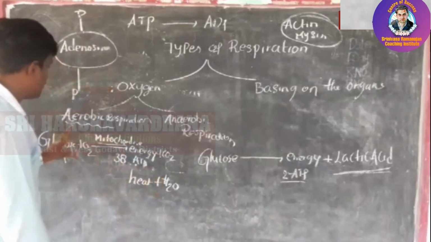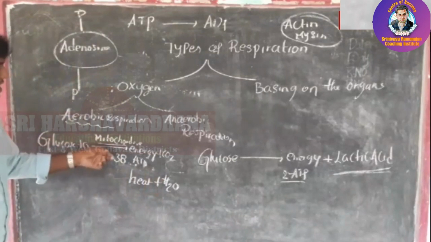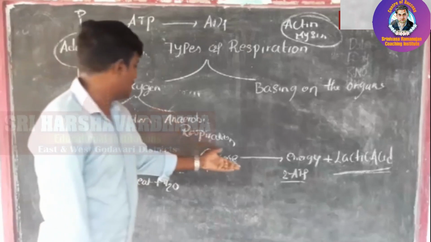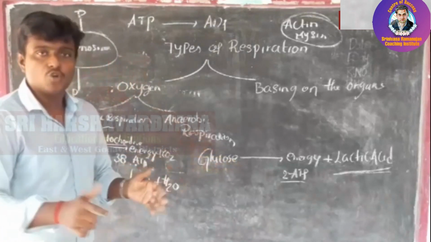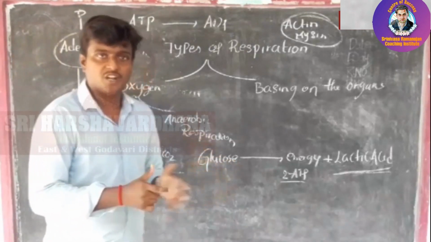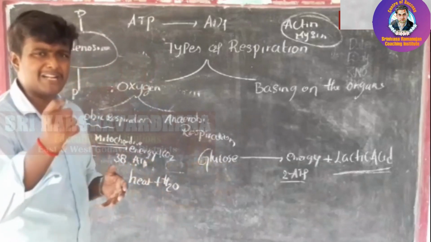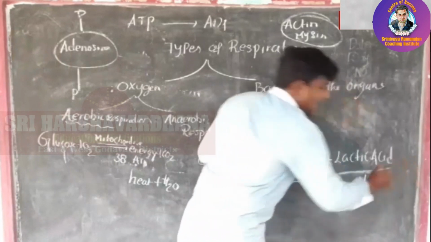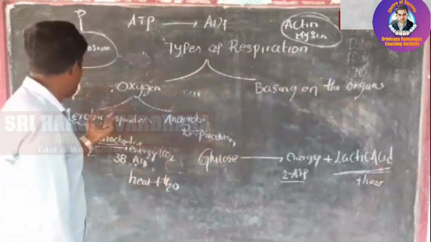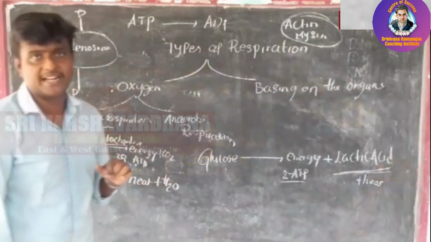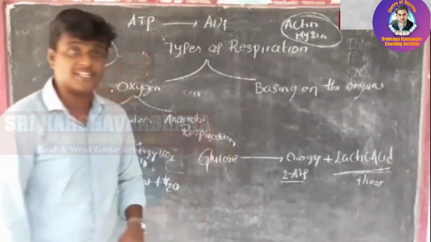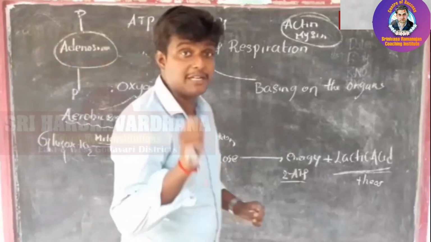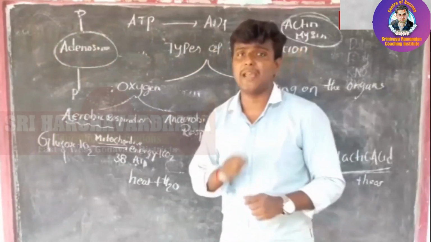And for the third point, you have to write that in aerobic respiration we get CO2, heat and water liberated. But in anaerobic respiration, there is no formation of carbon dioxide and water. Heat is also liberated, but in very small quantity. And in aerobic respiration there is no formation of lactic acid. But in anaerobic respiration, we see the formation of lactic acid, and that lactic acid leads to muscle fatigue and muscle pains.